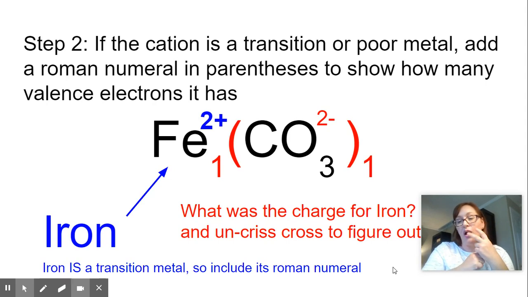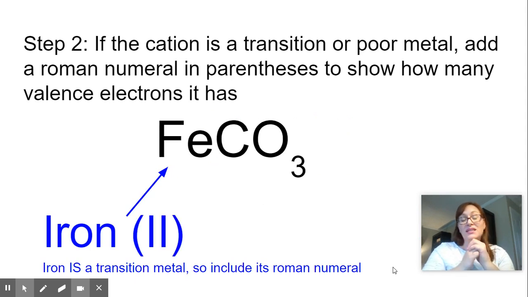Metals always give away all their valence electrons. So if the charge was a 2+, that means it gave away 2 valence electrons. So when I name the iron, I need to say how many valence electrons the iron atom had before it transferred those electrons to the carbonate. And these transition and poor metals have this weird ability where they can promote electrons to their outer energy level and then they give them away. So you have to say how many valence electrons were there. And we've done that now. We've given it the Roman numeral.